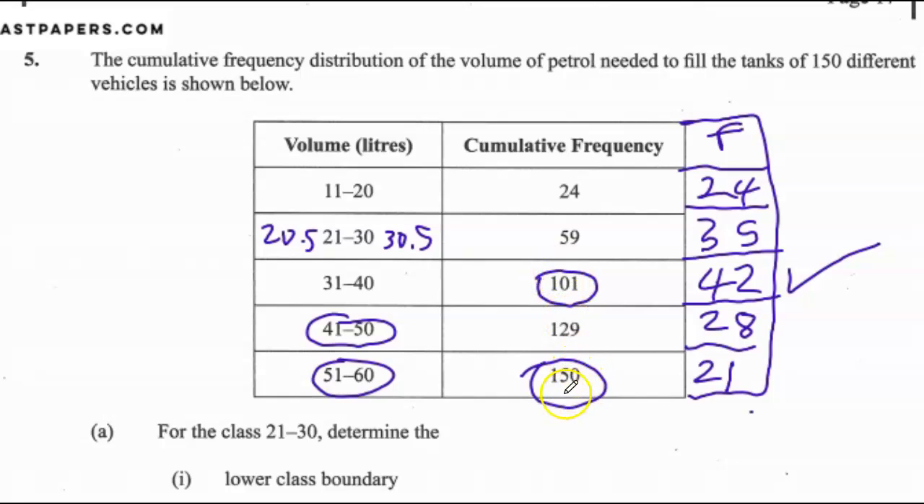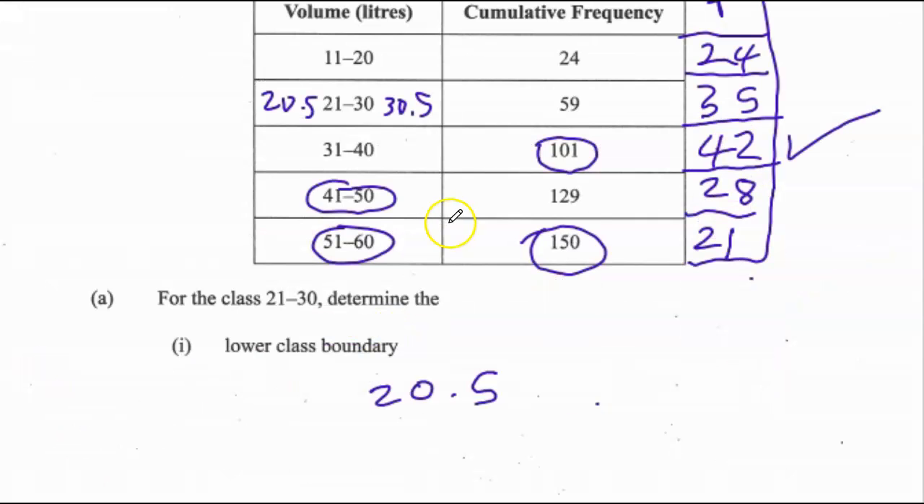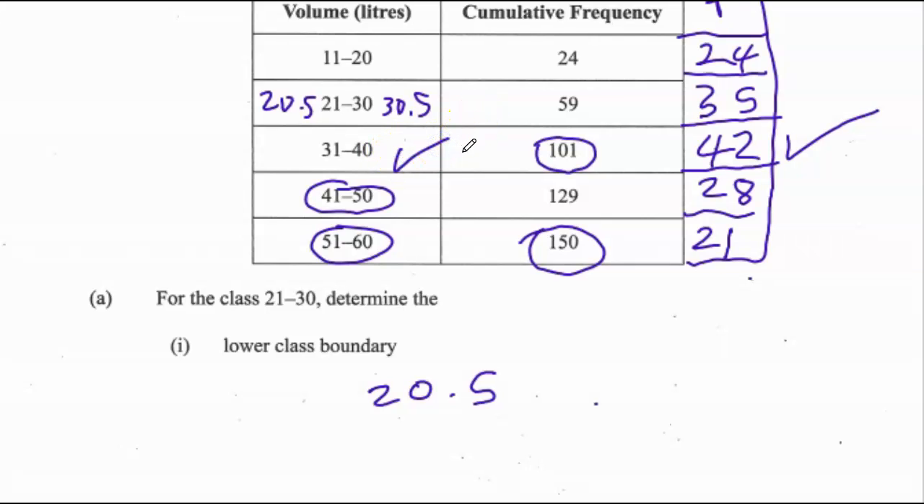So the median could not have been in this interval here, 41 to 50. And as a matter of fact, the median would have to be in this interval, somewhere between 31 and 40.